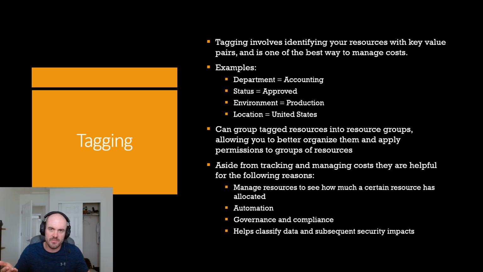If you needed to have specific tags referencing specific resources in a certain way, you could do that. That's kind of subjective based on the company requirement there. And then it will also help you classify data and realize the subsequent security impacts. So you could maybe tag an S3 bucket that has customer sensitive data, like credit card information or healthcare records, things of that nature. Okay, you can classify those buckets that have that sensitive information with tags.